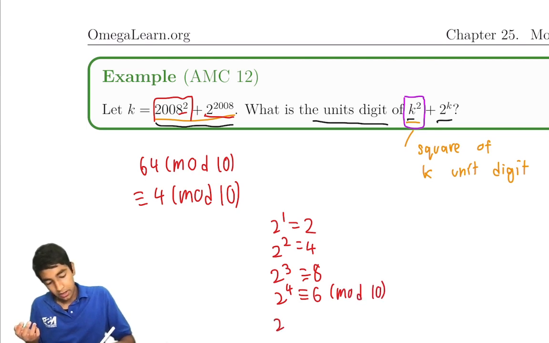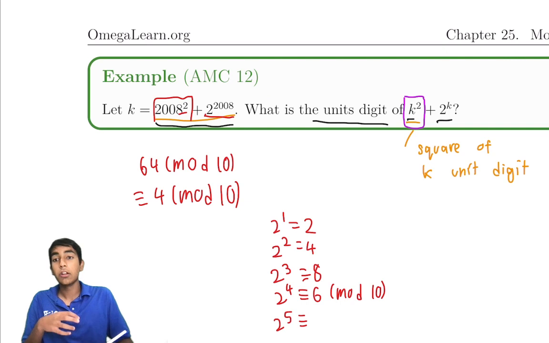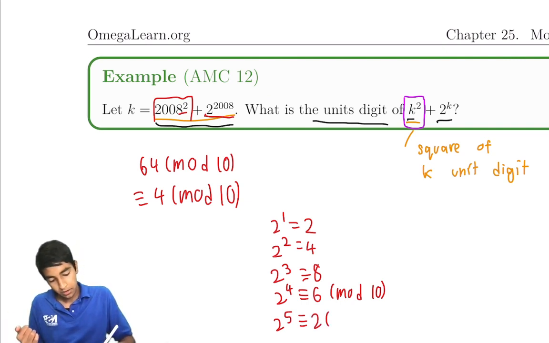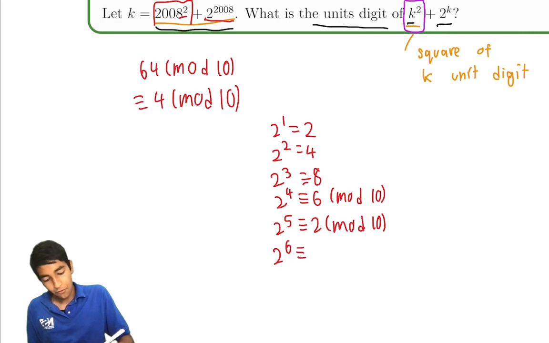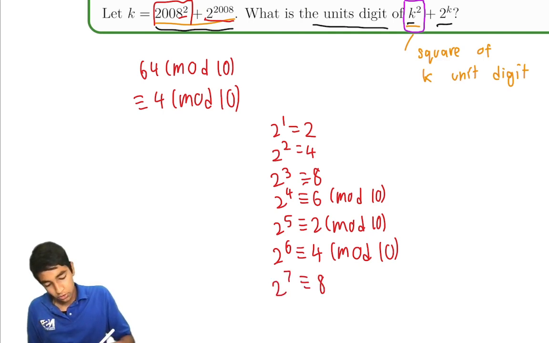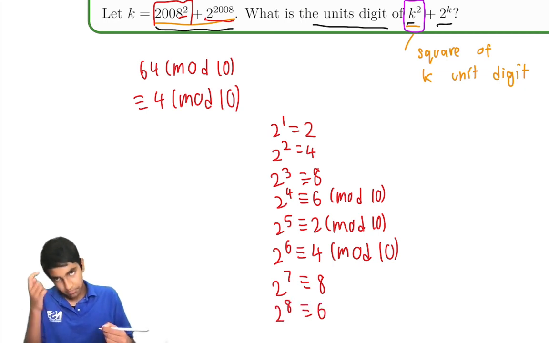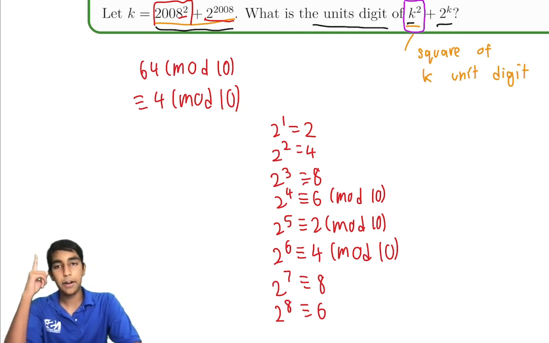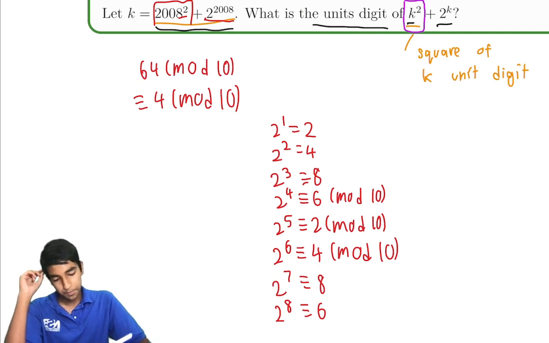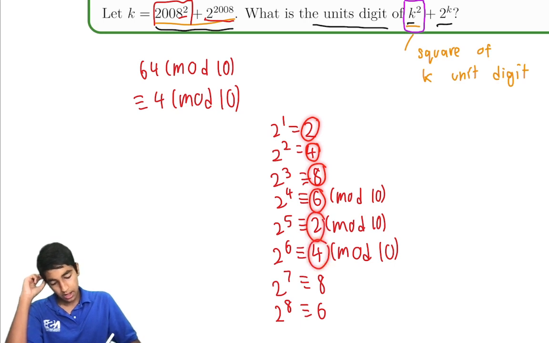Then 2 to the 5 is congruent to 6 times 2, which is 12, or just 2 mod 10. And I'm going to stop writing the mod 10s. I'm just going to write equivalent to, because you know what I'm talking about now. 2 to the power of 6 is 4 mod 10. 2 to the power of 7 is 8 mod 10. 2 to the 8 is 6 mod 10. You notice a pattern here? That's always what we want to do: look for a pattern and try observing one. It's 2, 4, 8, 6. 2, 4, 8, 6. And it repeats.